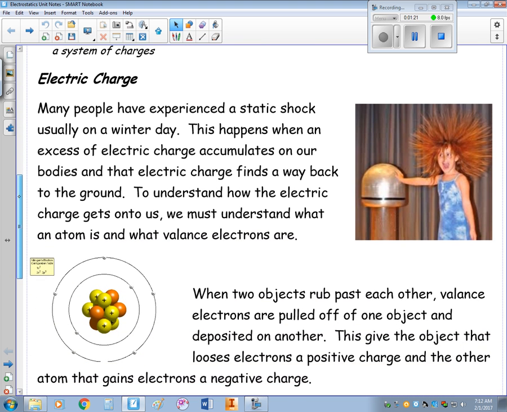So to get us started, let's talk about electric charge. We've probably all experienced some form of static charge or static shock, usually on a winter day. This happens when we have an excess of electric charge accumulating on our bodies. That electric charge then finds its way back to the ground, usually in the form of a tiny little spark off of the end of your finger. To understand how the electric charge gets onto us, though, we need to understand what an atom is and what valence electrons are.